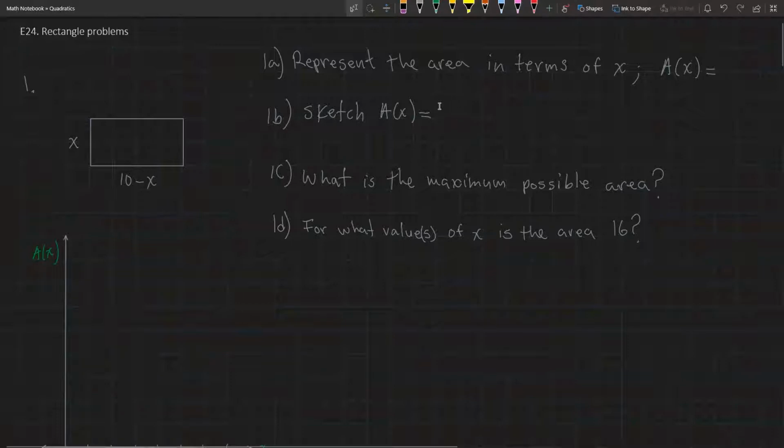Here's the main idea, all right? We want to be able to represent the area of the rectangle in terms of x. Notice how it's not a 7 by 3 rectangle or a 2 by 8. Our length and width are both represented by some variable x. So that's what it says, represent, all right? It's not going to be an actual value.